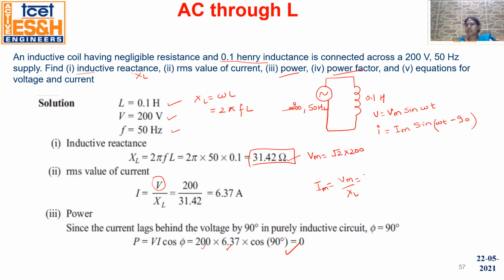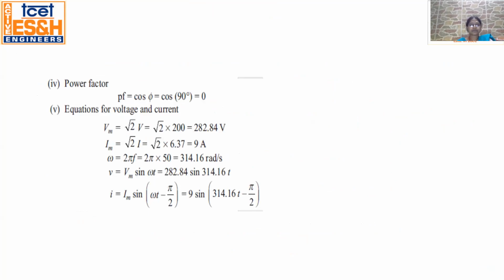So Vm is 200 root 2 divided by the value of XL, 31.42. So this is Im. Now you put these two values of Vm and Im here and write the current and voltage equation.